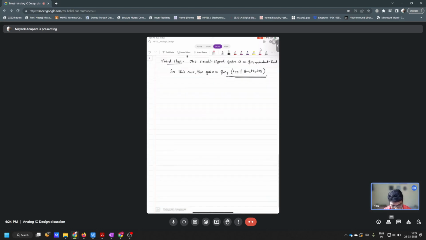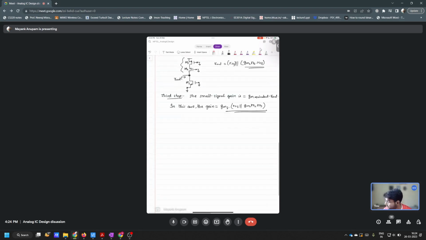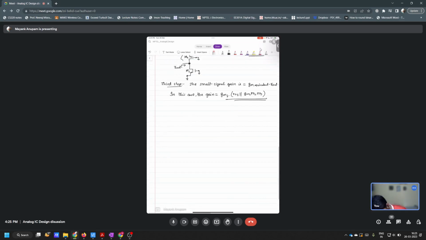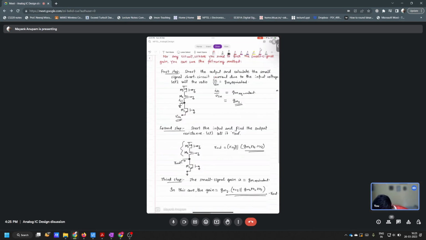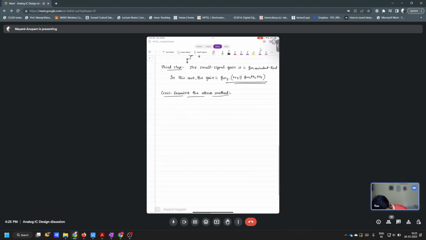Now let's quickly cross-examine the method by solving the whole circuit. Let's see whether it is correct or not. We have this circuit.